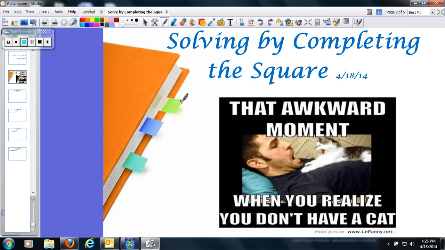Well, happy Friday, guys. So we worked on completing the square on Thursday and Friday. And now we're looking at solving by completing the square.